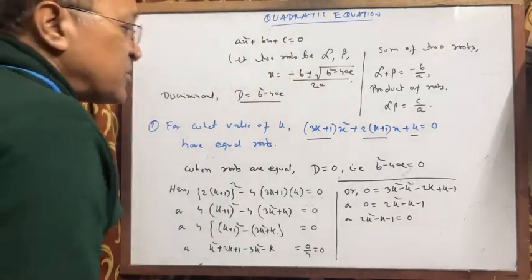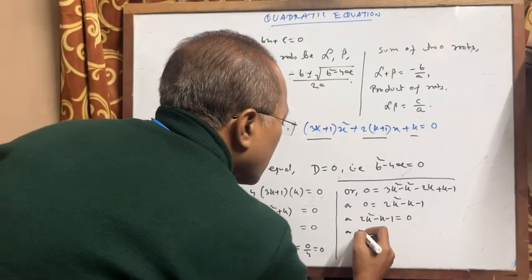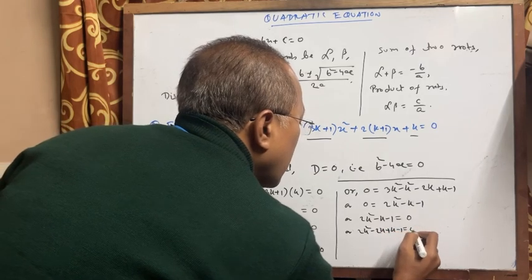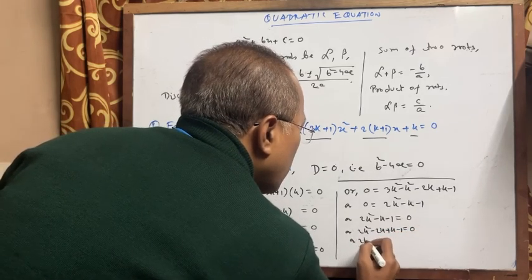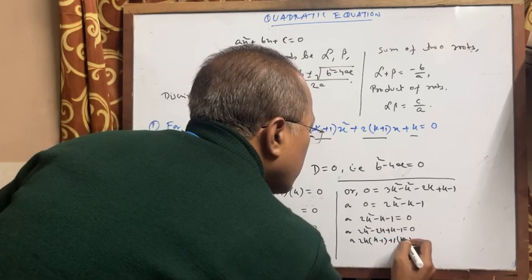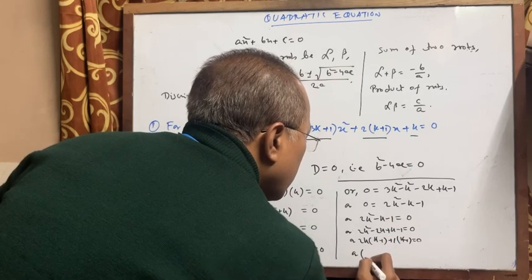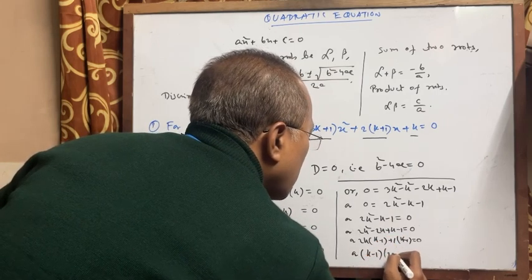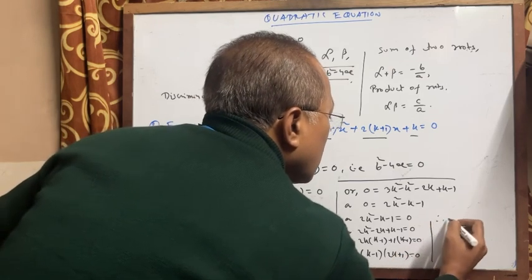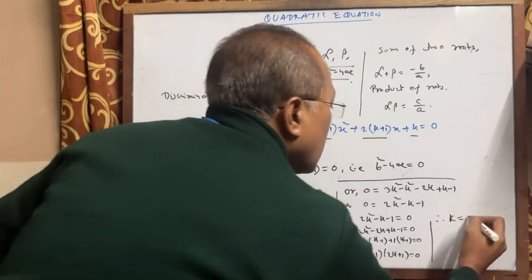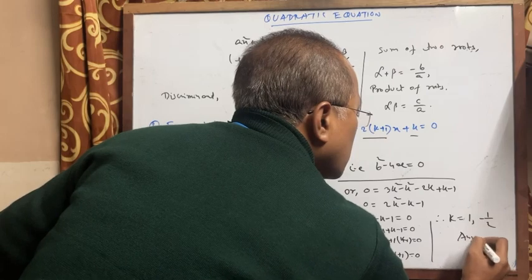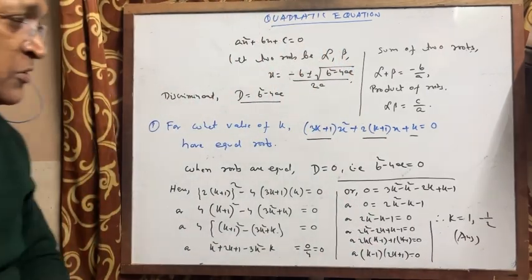After factorization, you can get 2k square minus 2k plus k minus 1, or 2k into (k minus 1) plus (k minus 1), that is (k minus 1) and (2k plus 1). Therefore, the value of k is either 1 or minus half. So this will be the answer. So try to understand.